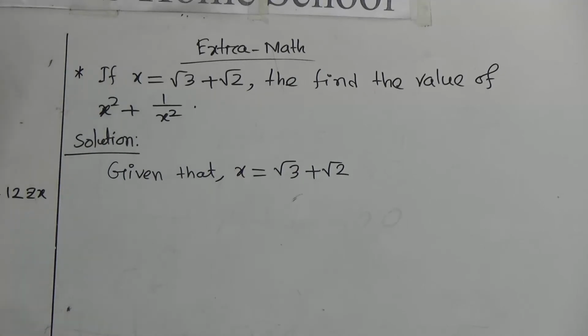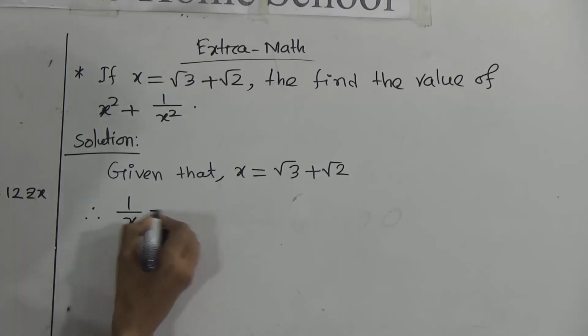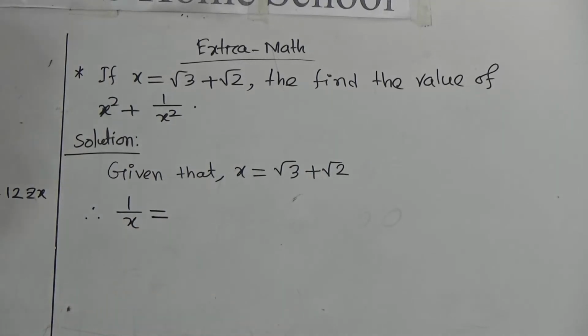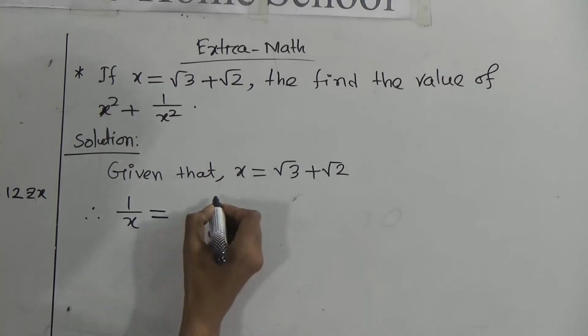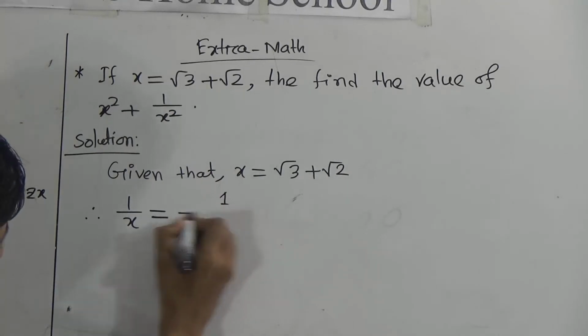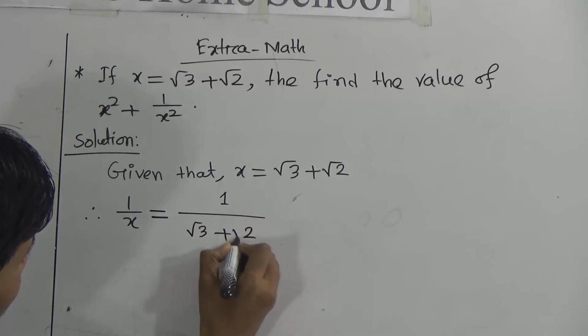Okay, look, at first we have to write 1 by x. I hope you can't understand now why I have taken 1 by x, but next time you will understand why I have taken 1 by x. Look, 1 by x, that means I will write here the reciprocal of root 3 plus root 2. Then you get what? 1 by root 3 plus root 2.